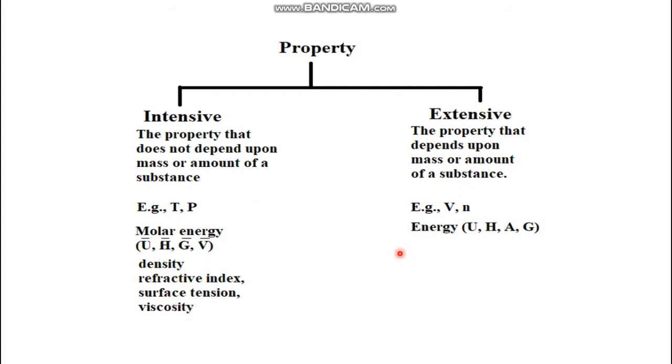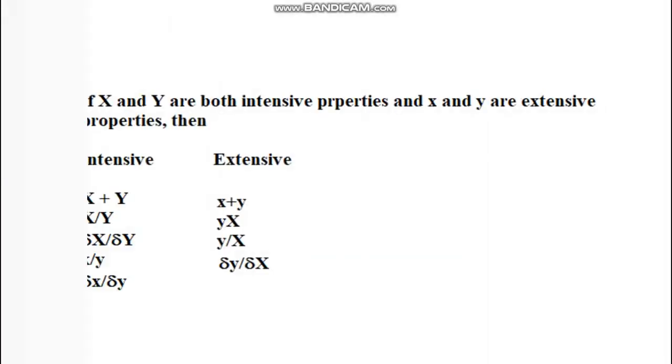Now, if you combine an intensive property with another intensive property, suppose two energy terms, or energy with something else, energy with pressure or something like that, then what happens? Let's see. Here capital X and capital Y both are intensive properties. That means capital X and capital Y are mass independent, whereas small x and small y are two extensive properties. That means they actually depend upon mass. Okay, now let us combine them.